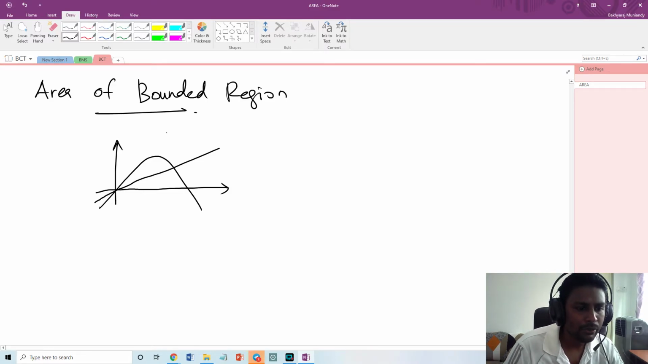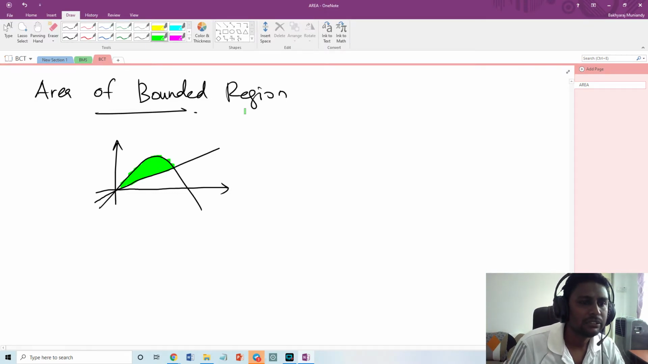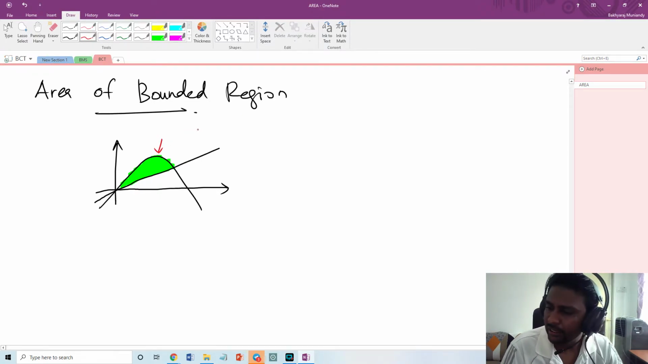Now you have to find the area of bounded region. Bounded region means in between these two curves, right? In between these two functions. So for example, this is what I want. When we have a situation like this, we need to know how to manipulate the formula that we have studied just now. So this is what we call bounded region. Bounded means enclosed by two equations. This is the bounded region.